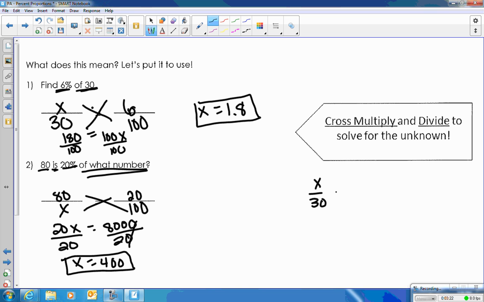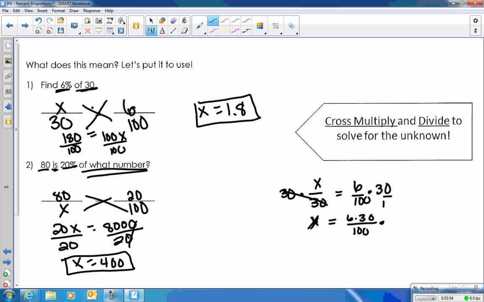Now here's why cross multiplying and dividing works. This means x divided by 30. How do you undo division? With multiplication. This goes away and I have x left. And then I have 6 times 30. I'm not actually going to simplify that, but that goes on top. And 100 goes on the bottom. So 6 times 30 divided by 100.